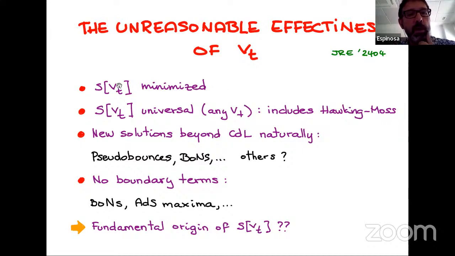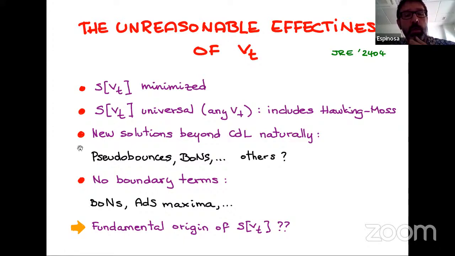One is the fact that the new action that you have to extremize, you really have to minimize it. There was no reason for this to happen, but it's a nice thing that happens. Another nice thing that happens for no reason is that this action form is universal. It is valid for any value of the energy density, and in particular for de Sitter, it immediately reproduces Hawking-Moss without the need of modifying it. It could have been the case, okay? It's also interesting that you find new solutions beyond Coleman-de Luccia in a natural way.